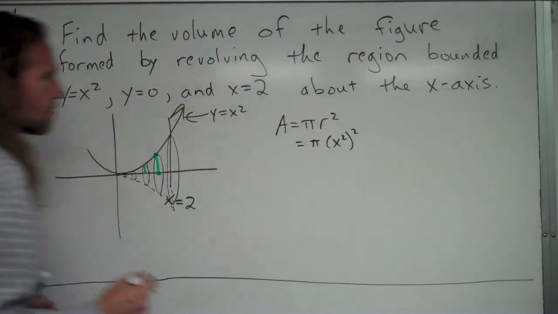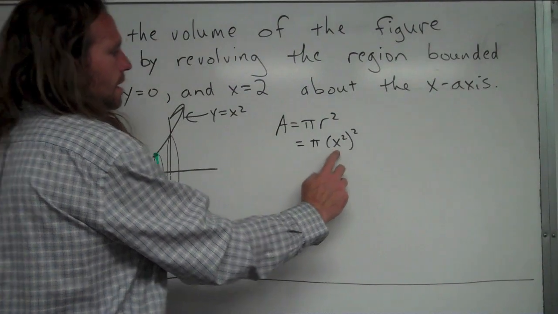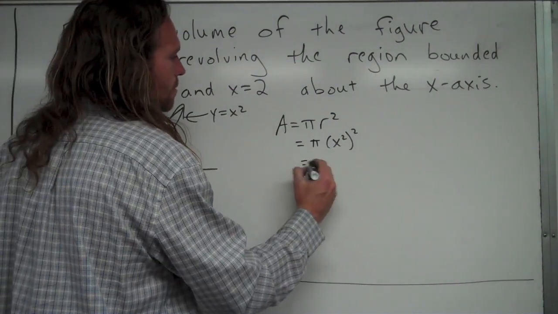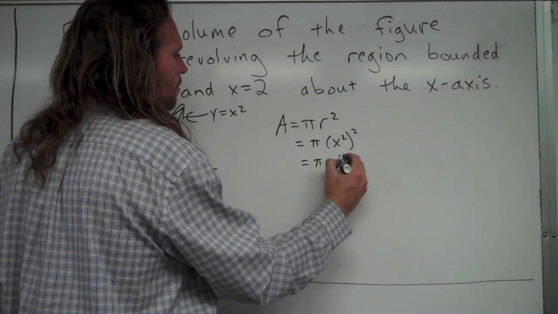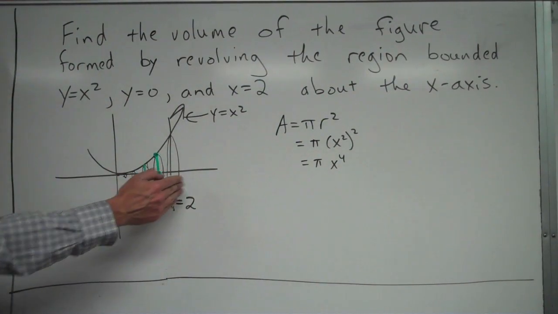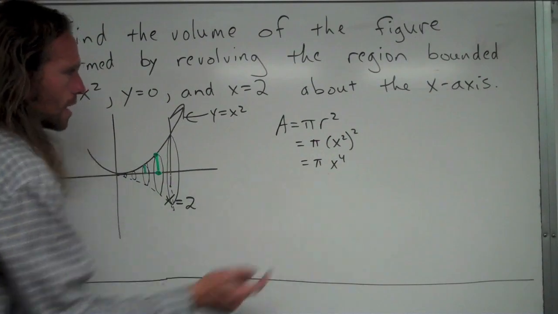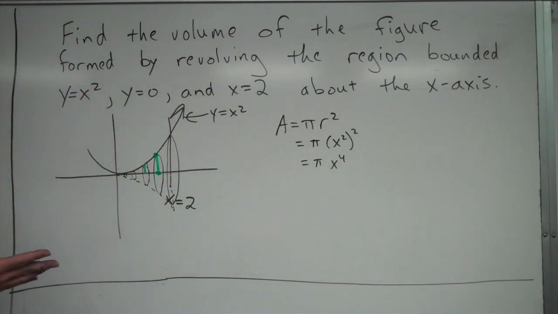So the key to these problems is finding the radius. That is an absolute key to this. And I'm going to go ahead and simplify this. So that's pi times x to the 4th. This pi x to the 4th represents the area of these circles. And again, we just talked about how at various values of x the area changes. That's why there's an x in that area, because it changes depending on where x is.